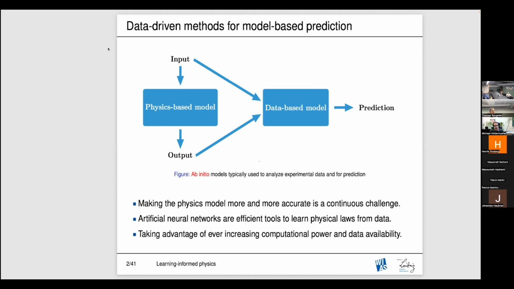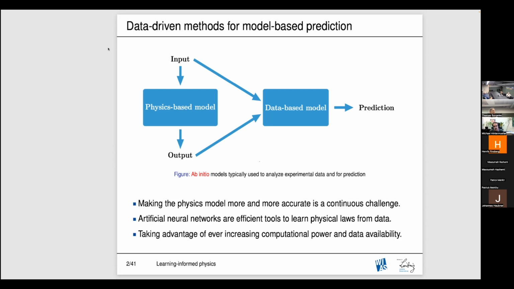And a typical model paradigm would, I guess, do the following. You go back to basic principles, fundamental constitutional laws in physics, and come up with a new model based on the data which you observe. And these models would then be called ab initio models, which typically are then used for analyzing the experimental data, but also for prediction of other behavior of this underlying system.